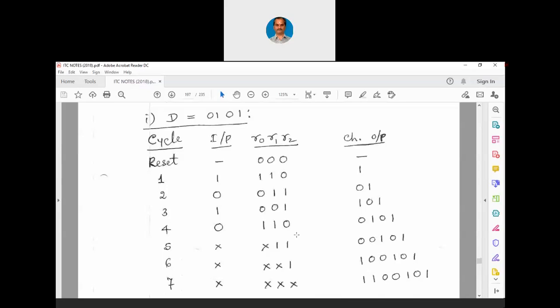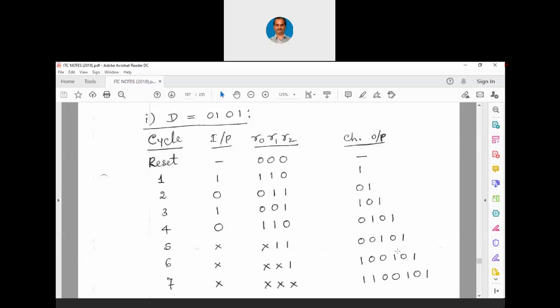Now later on, enable is going to be 0. When enable becomes 0, whatever is stored in the register, that is only coming out. The other bits are not going to be considered, they are don't care, because ultimately we want only 7 bits. So the other bits, even if they are there, they don't care in the 5th, 6th and 7th clock cycles. That is why I have written X here.